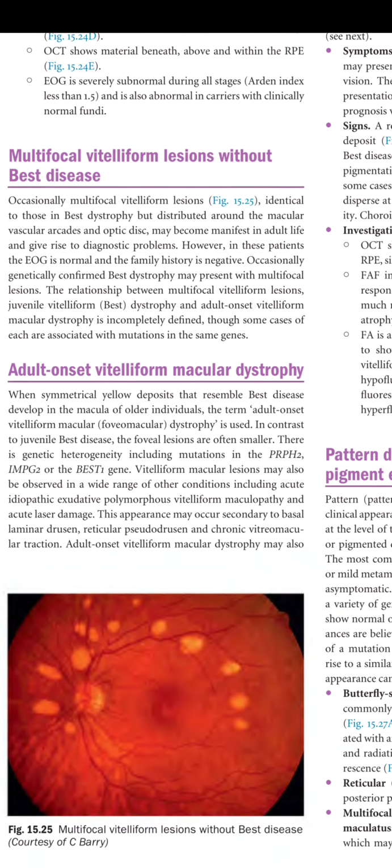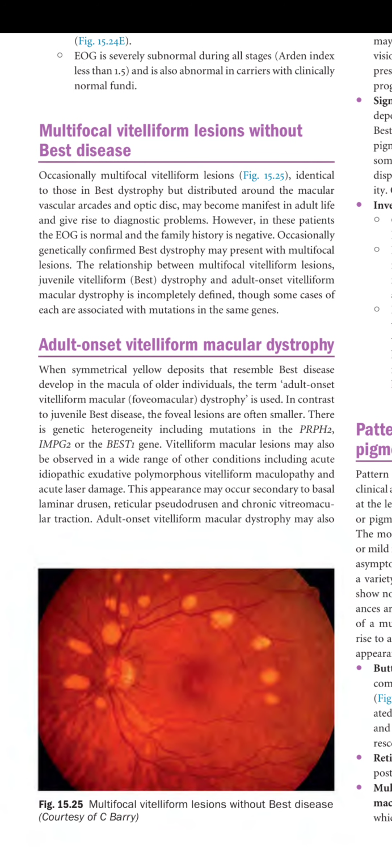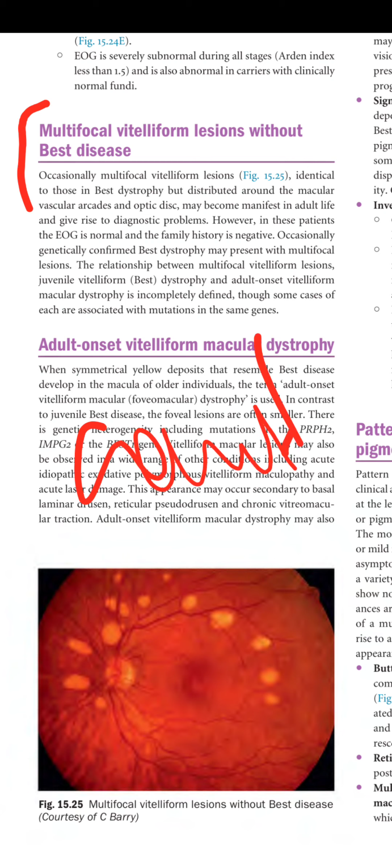Then there is multifocal vitelliform lesion without Best disease. So basically such disease occurs in adulthood. Occasionally multifocal vitelliform lesions identical to those seen in Best dystrophy, but distributed around the macular vascular arcades and optic disc, may manifest in adult life and give rise to a diagnostic problem. However, in these patients the EOG is normal and the family history is negative. So the EOG is normal and family history is negative, and it is mostly in adult life.